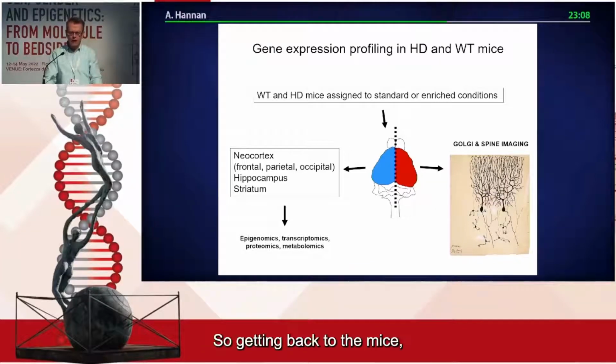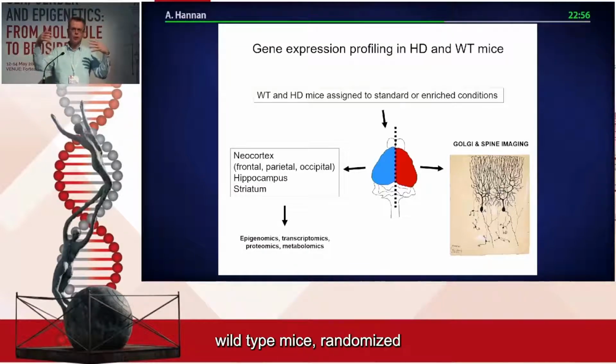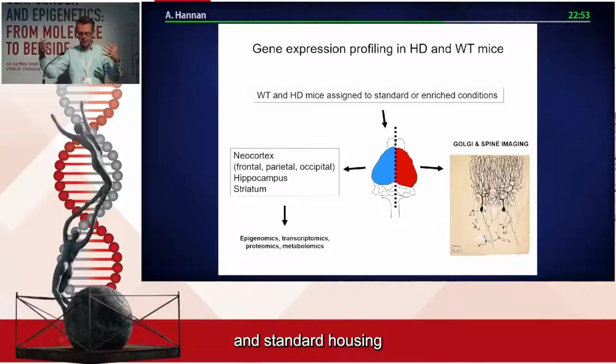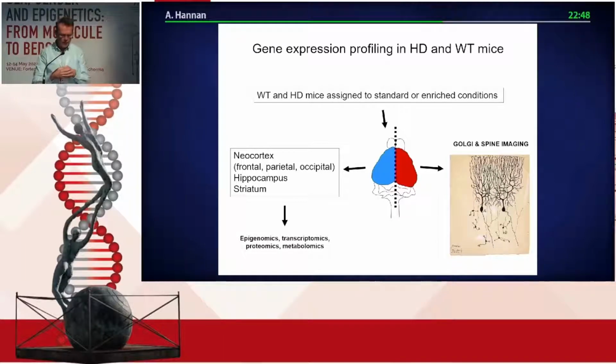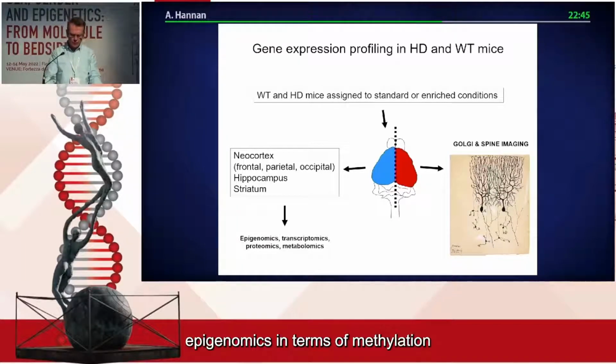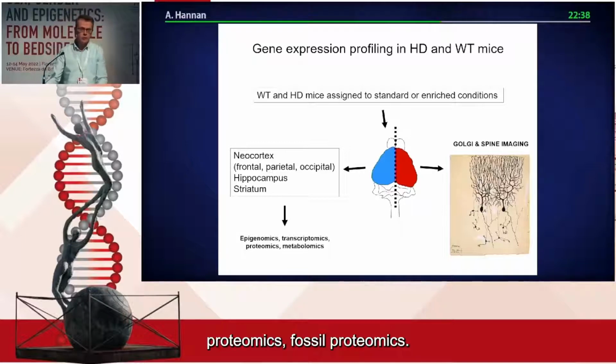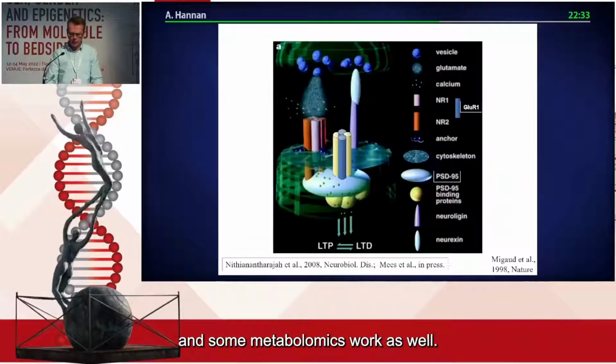So getting back to the mice, having discovered this at a behavioural level, we then wanted to explore mechanisms, and therefore at the end of these behavioural experiments, we'd take these tissues, the 4 groups, HD and wild type mice randomised into environmental enrichment or standard housing. Over many years we've gradually worked our way through not systematic epigenomics in terms of methylation, but more recently starting to look at non-coding RNAs, but also mRNA transcriptomics, proteomics, phosphoproteomics, which I won't talk about today, and some metabolomic work as well.